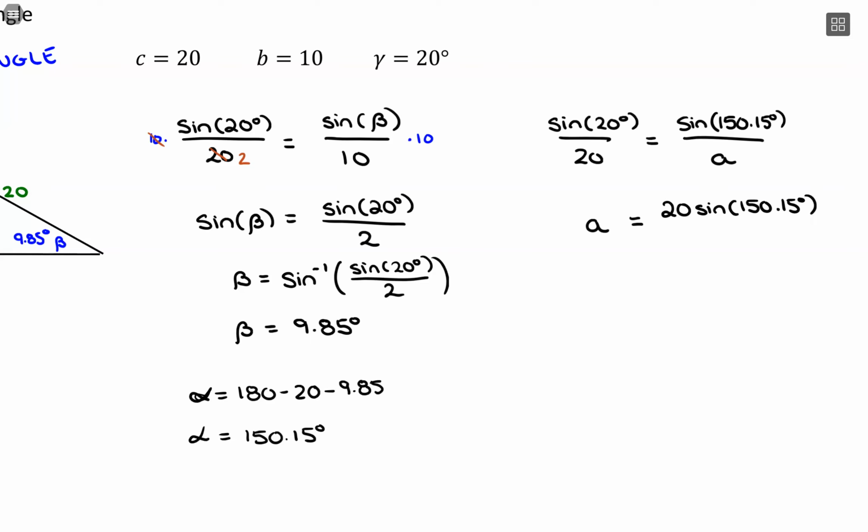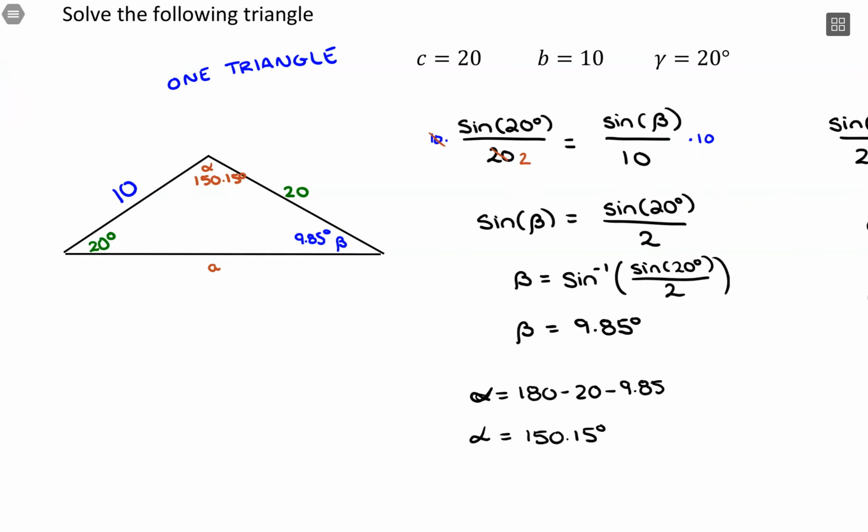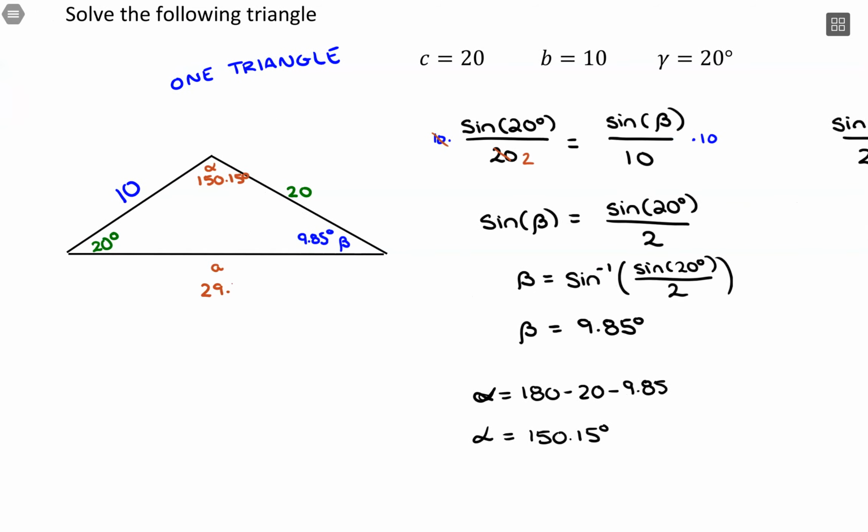150.15 over sine of 20. And that should give us a side length of 29.10 when we plug that into the calculator. So we get 29.10. And then I just do my quick little check of, let's see, smallest angle is across from smallest side length, largest angle is across from largest side length, so that looks good to me.